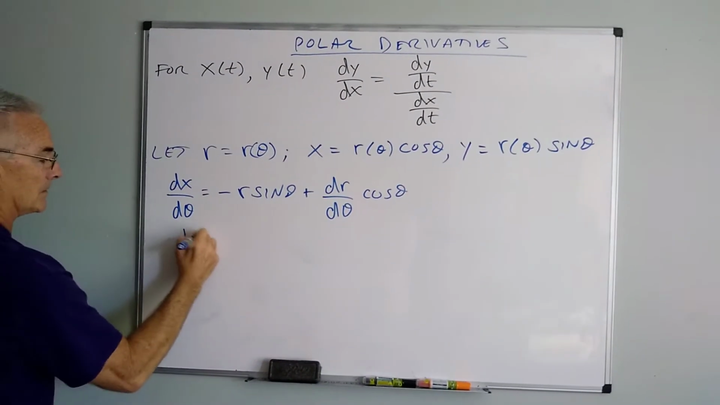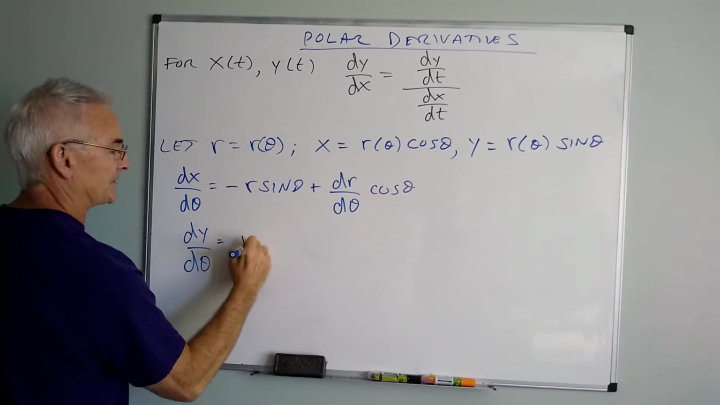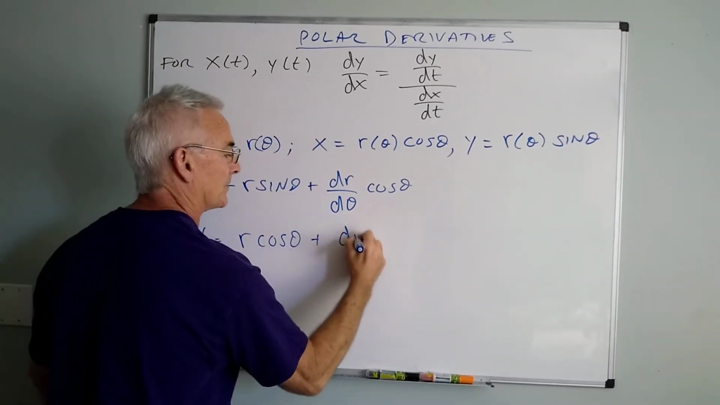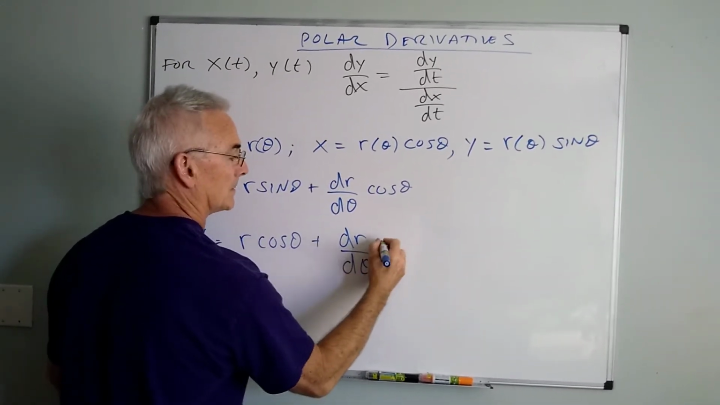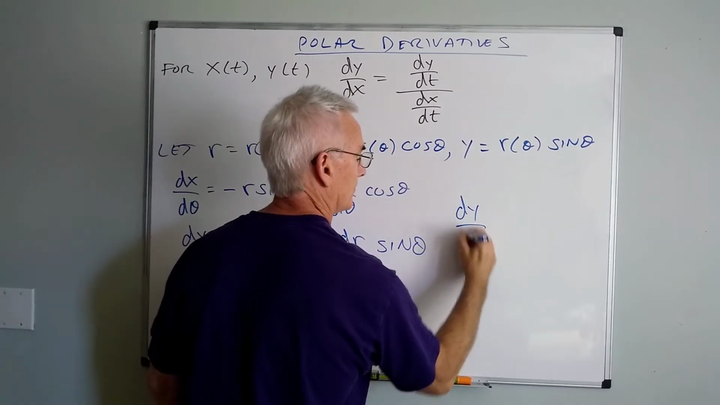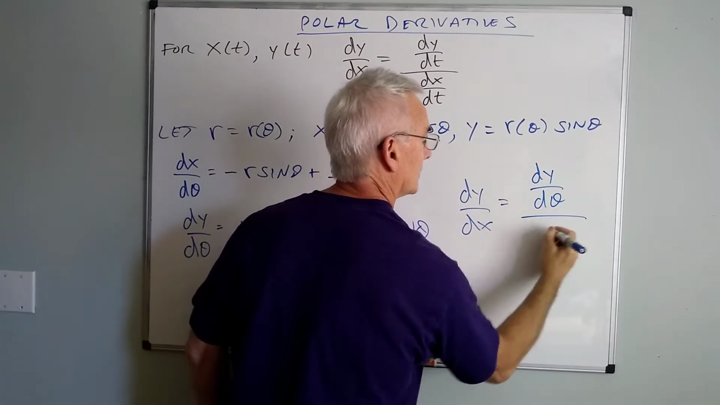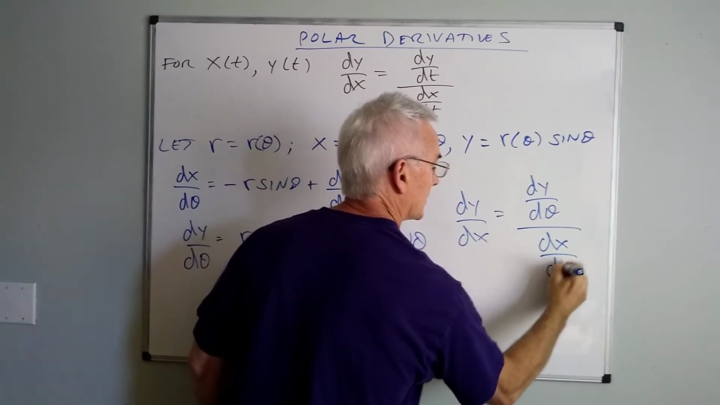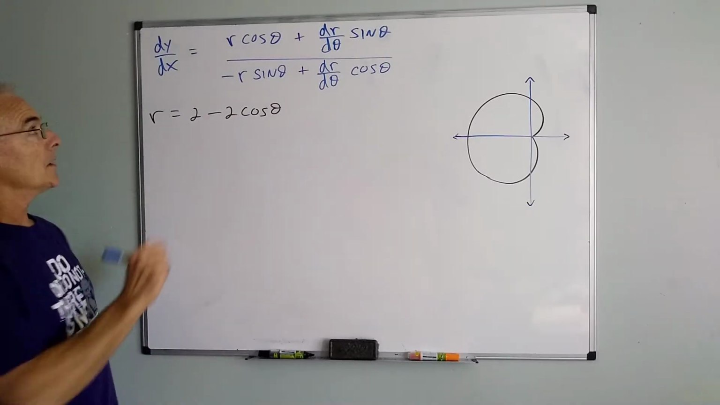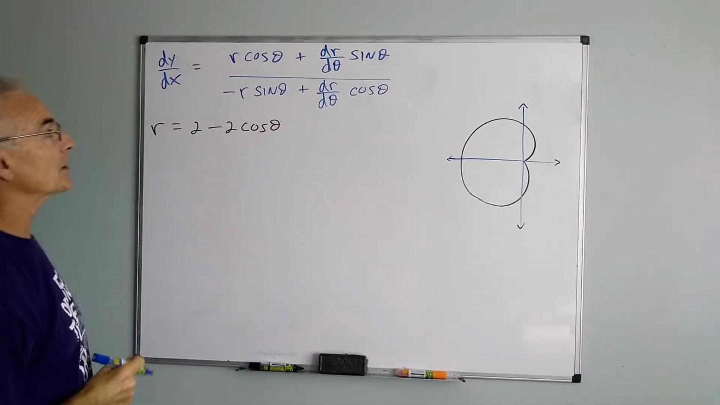Similarly, dy/d theta, which would be first times derivative of the second, plus the second times the derivative of the first, and then dy/dx would simply be dy/d theta over dx/d theta because we are using this particular parameterization. This gives the finished form for all polar derivatives as being this following scary looking quotient.